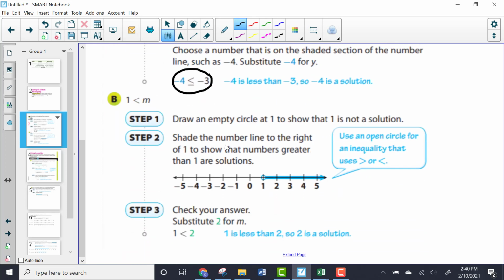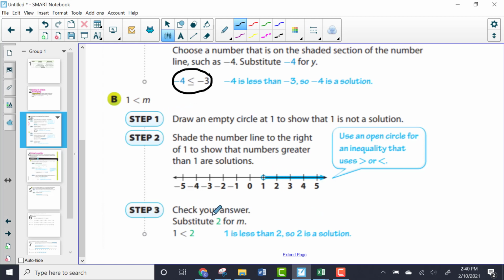Next one, this says 1 is less than m. With this one, we don't have that equal to sign underneath there. So we don't color in the circle because it's not a solution. We start at 1 and we shade everything to the right. That means all these numbers to the right are greater than 1.